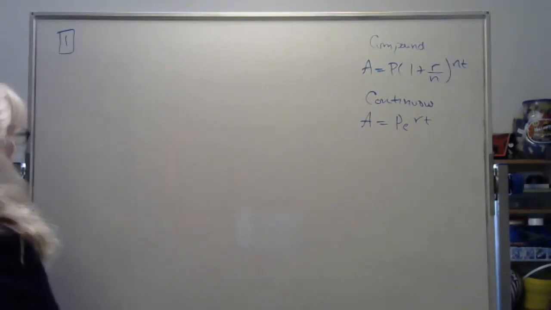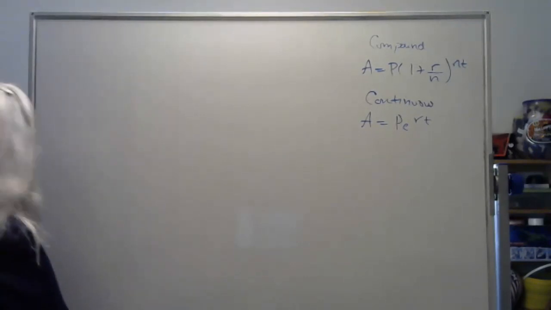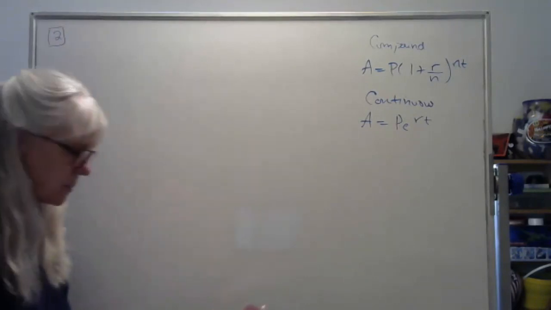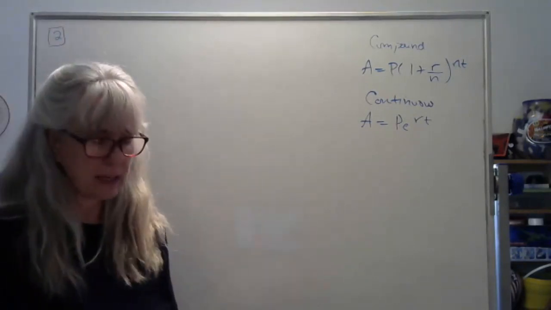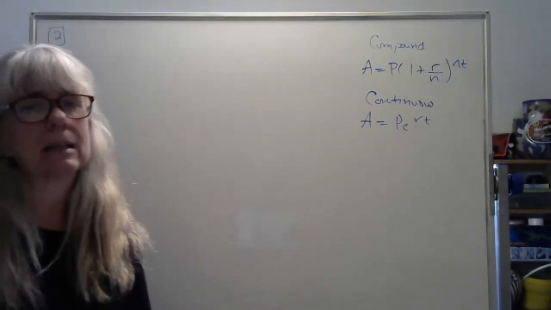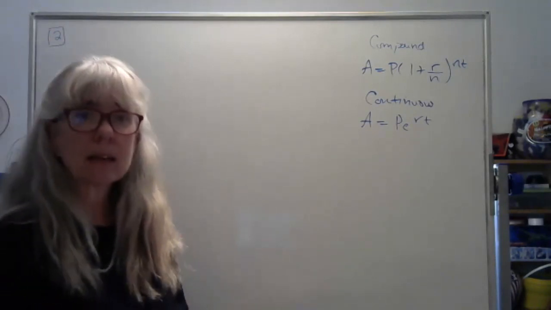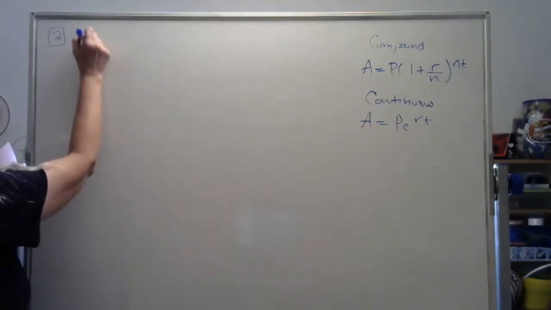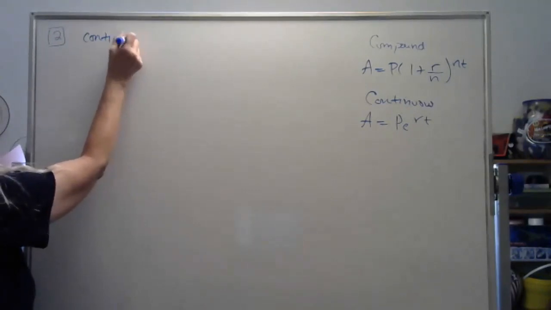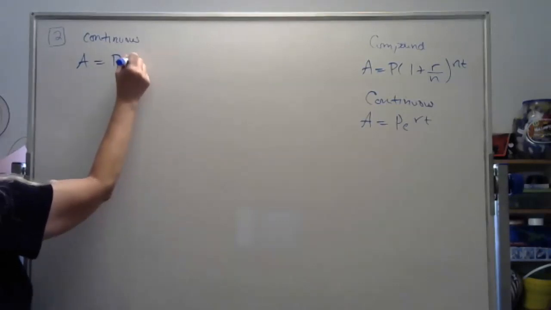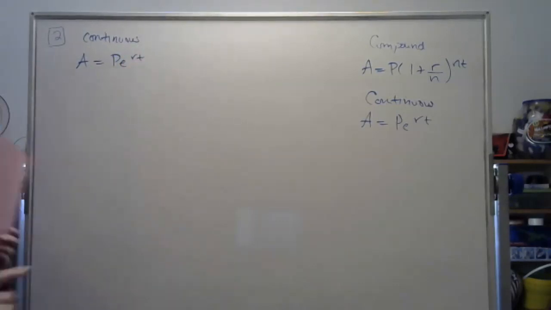Okay, example 2 asks, we want to find the principal needed now to get $1,000 after 1 year at 12% compounded continuously. So I'm going to do the same thing again. I'm going to identify everything. This time, because it says continuous, I know to switch gears and use the PERT formula. And notice that comes directly from the sentence itself. That's what's telling me which formula to use.